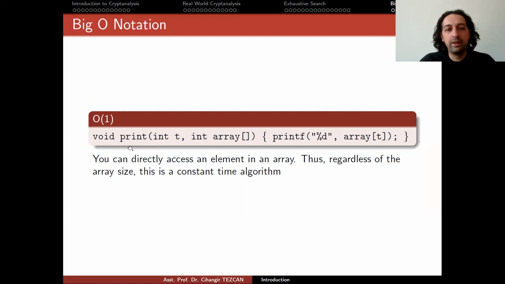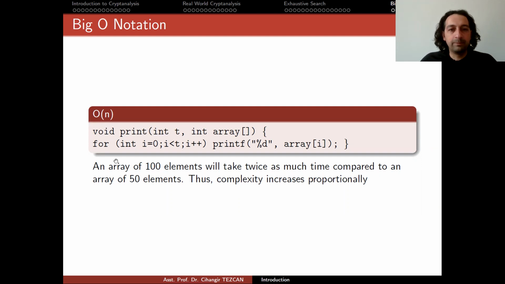Here's an example. This function takes as input some array and an integer t, and on the screen it prints the t-th value of the array. So it is just a single operation. This is why it is O(1), because we can directly access an element in an array. Thus, regardless of the array size, this is a constant time algorithm. So that is the idea. It doesn't matter how big the array is.